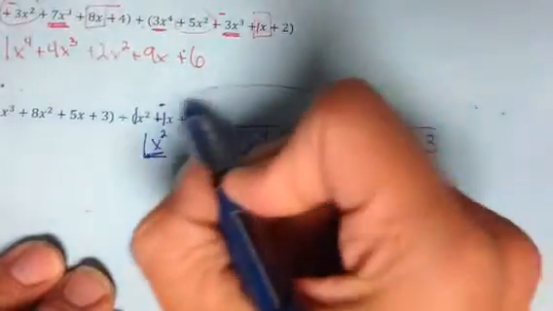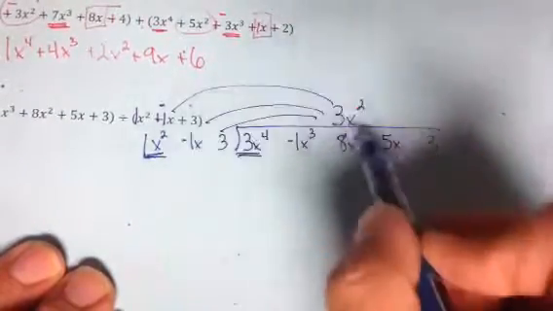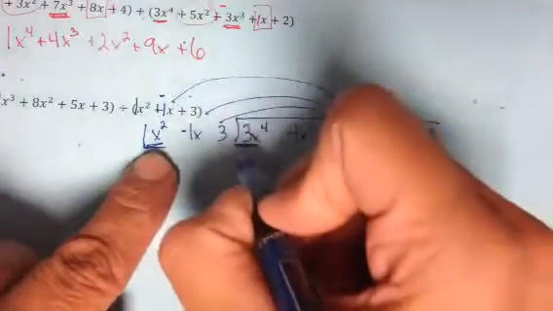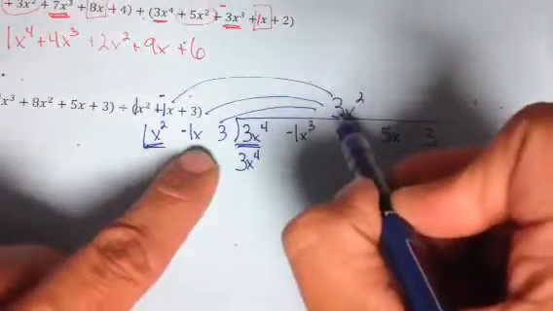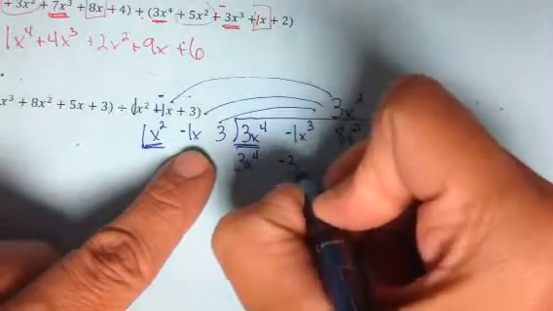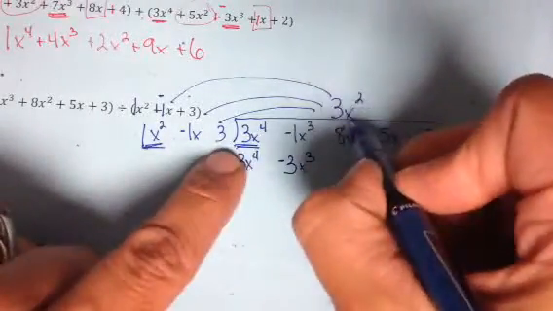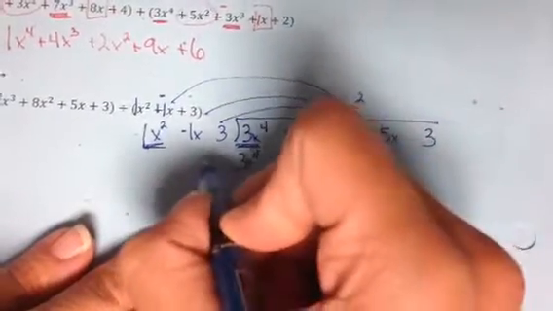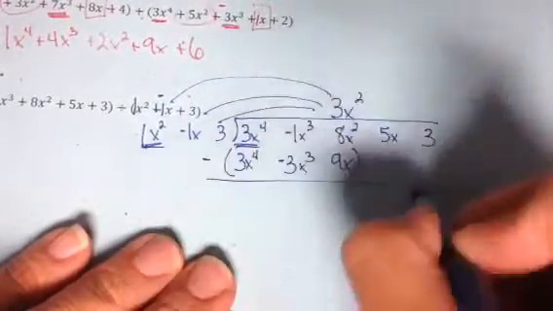And then I'm going to draw these loops once, because now 3x squared is going to multiply to this, this, and this. So when it multiplies to this, I get 3x to the fourth. When it multiplies to this, I get negative 3x to the third. And when it multiplies to this, I get 9x. And remember, in division, you're supposed to subtract. So I'm supposed to subtract all of this.